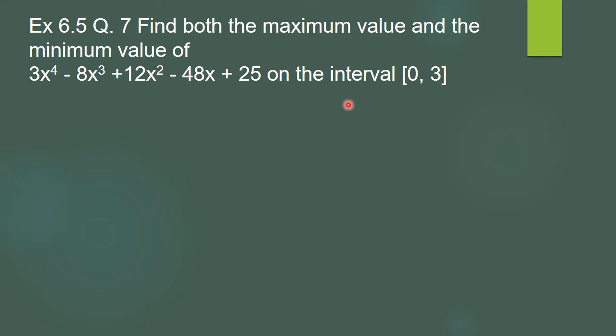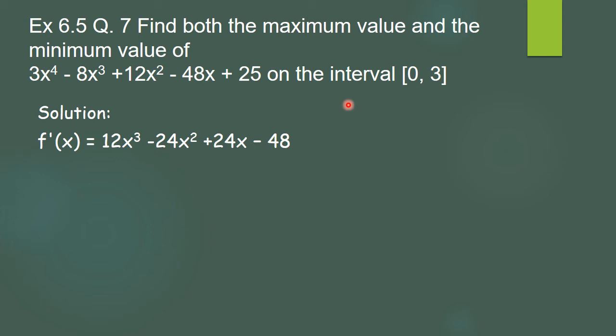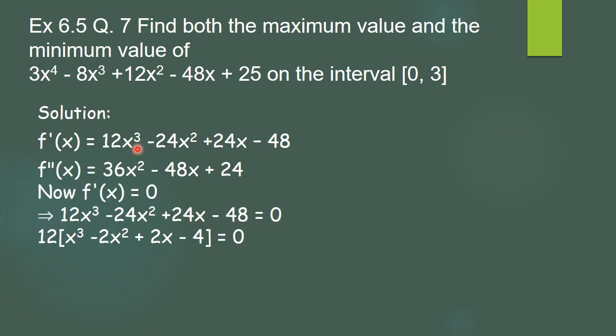Now for that, as the function is given, first we will find its first order derivative. Now what is the first order derivative? That will be 12x cube minus 24x square plus 24x minus 48. Now immediately we will calculate its second order derivative. What will be f double dash? That will be 36x square minus 48x plus 24.